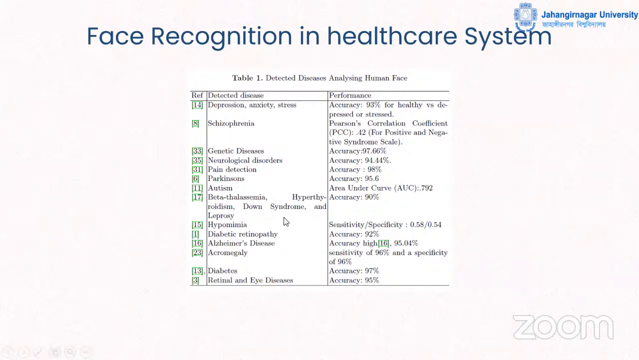Parkinson's, autism, beta thalassemia, diabetic retinopathy is the older one. But nowadays, what about detecting diabetes from the face, from CCTV cameras or our mobile phone apps or the website? It is pretty much possible. And retinal and eye diseases have fantastic results, 95% accuracy from computer vision technology.